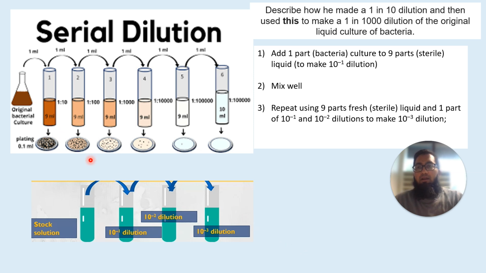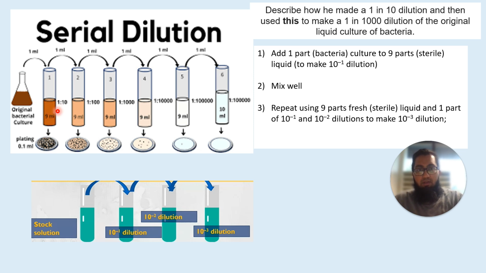So I have my original stock solution, and from the original stock I want to take one part of that. So I've taken 1 ml as an example. Now in my first test tube, 9 parts are going to be liquid, or maybe dilute water. So I want to dilute it. So that's done. Now that's called 1 in 10.